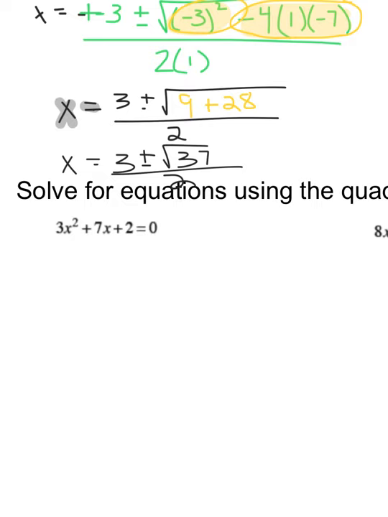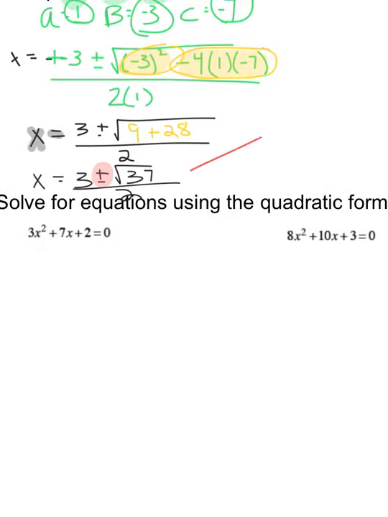Now here's what we do next. We use this weird plus and minus. What that does is it lets us get two separate answers for x, just like factoring would, two different x-intercepts. So we're going to split this problem apart and solve it twice. Once when we do 3 plus the square root of 37, and then divide by 2, and once when we do 3 minus the square root of 37, and then divide by 2.